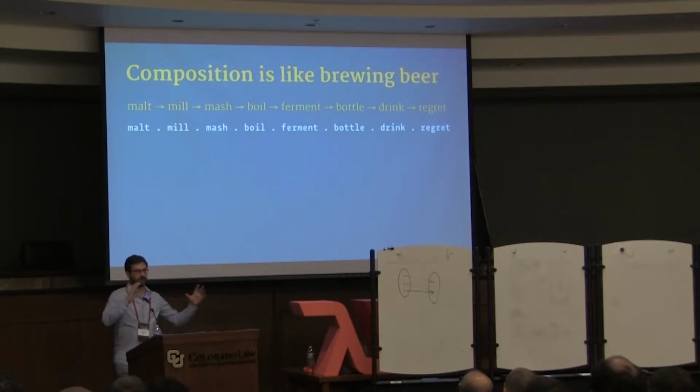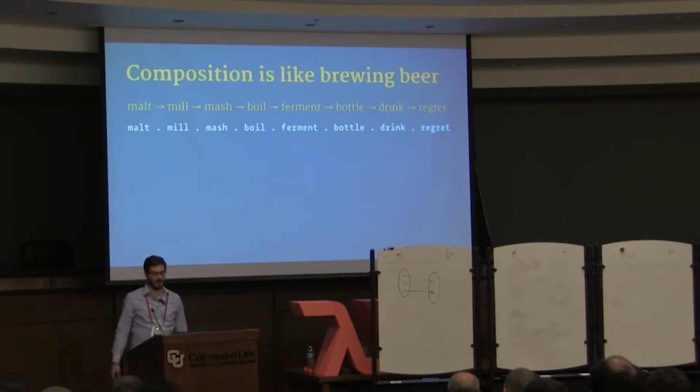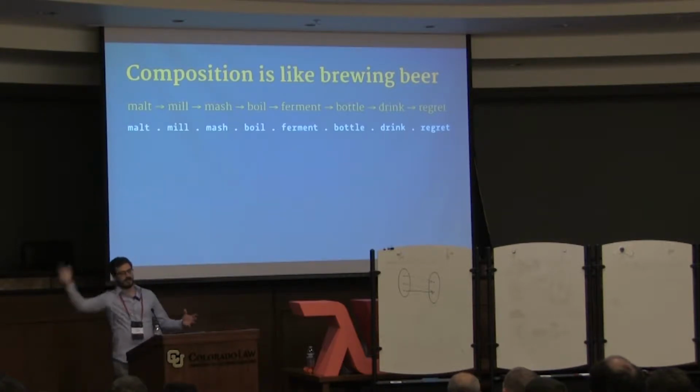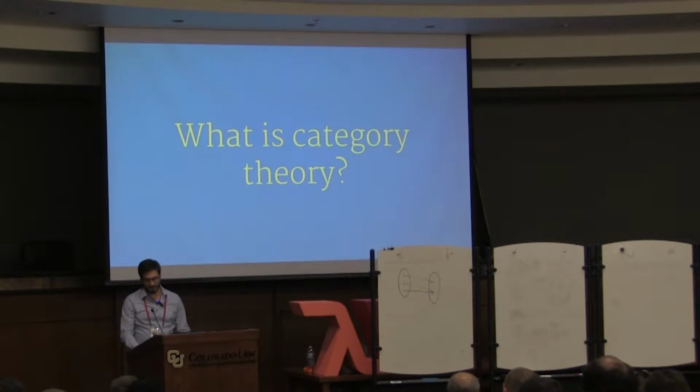It doesn't matter what order you do these things in. You can actually put parentheses around them however you want. And it shouldn't matter, right? You should be able to write a function that lets you go from malt all the way to regret in one move. This is at the level of functions, but this also operates at the level of category.